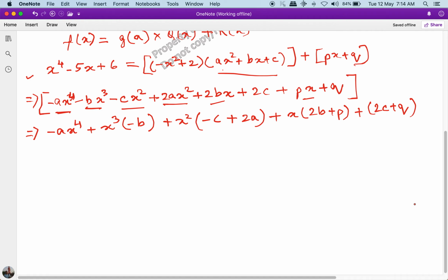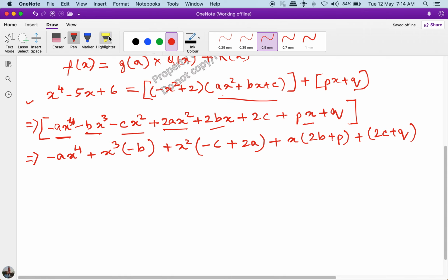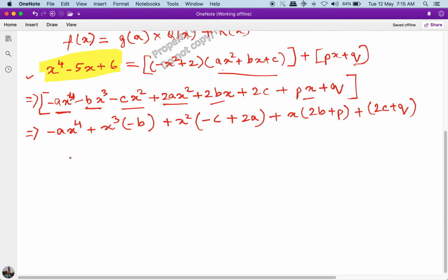Now all we have to do is compare the coefficients with the LHS. This is our LHS, and this is what we have to compare the RHS with. Now you see x to the power 4, if I compare with x to the power 4, what I see here is that minus a is equal to 1, which implies a equal to minus 1. So this is one variable done. I compared the coefficient of x to the power 4 here with the coefficient of x to the power 4 here.